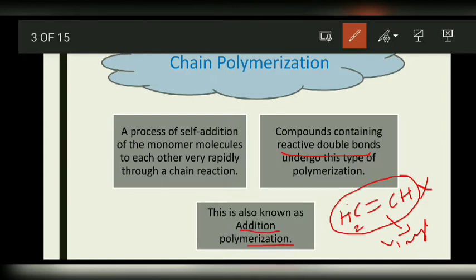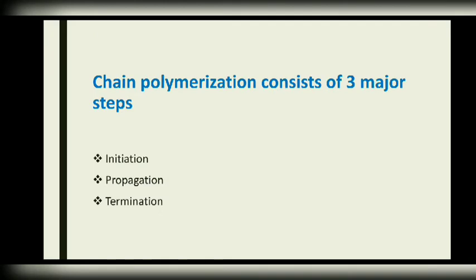Polymers such as polyethylene, polyvinyl chloride, that is PVC, polystyrene, etc. are formed by this chain polymerization reaction. Then, chain polymerization consists of three major steps. The first one is initiation, the second step is chain propagation, and the third step is termination. These three steps are common for all chain polymerization reactions.